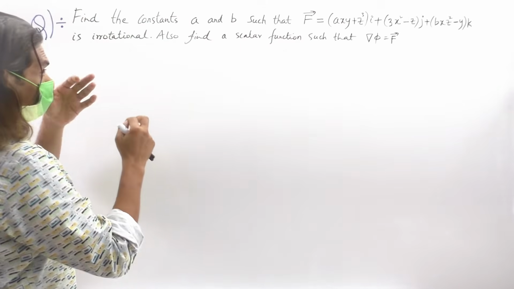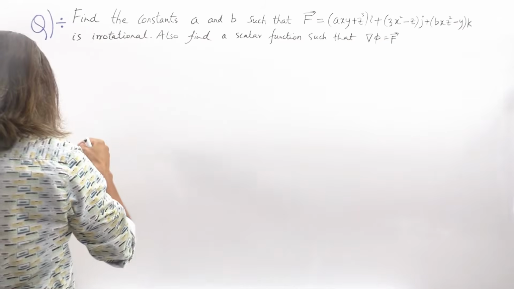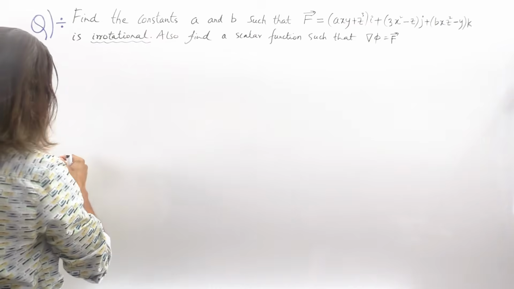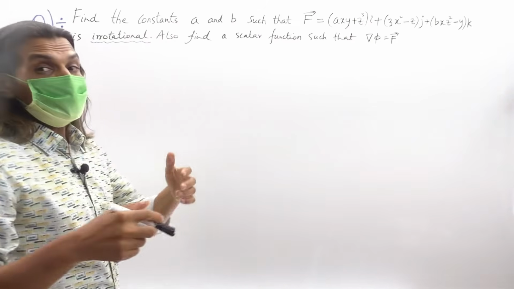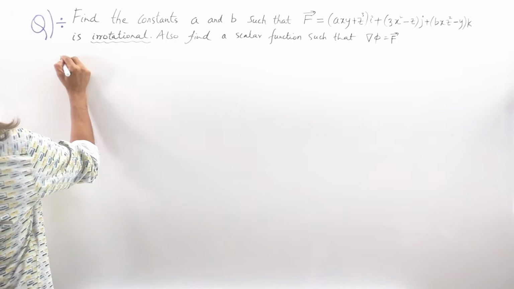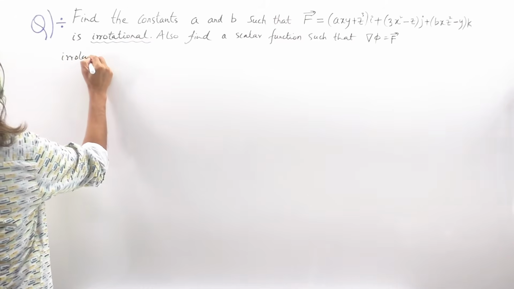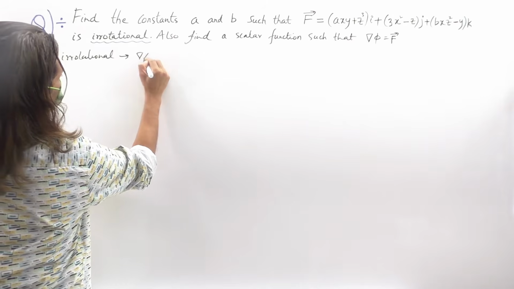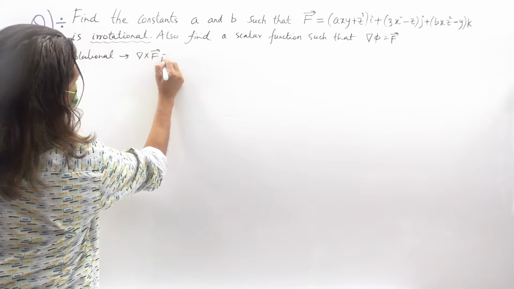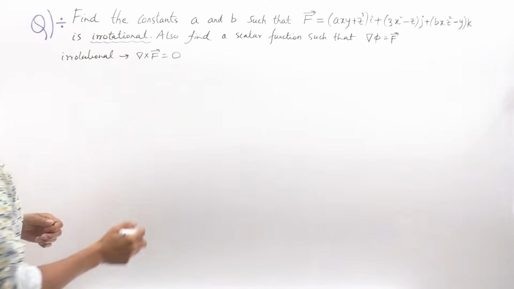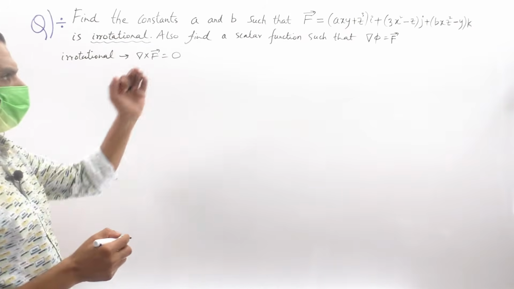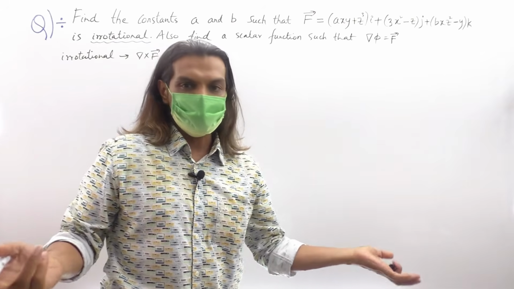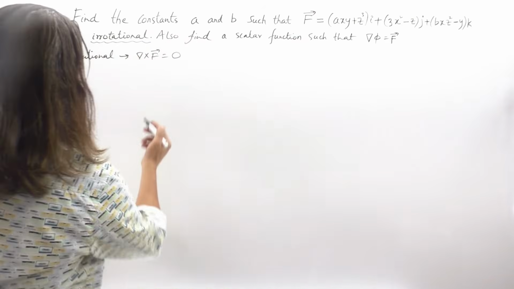In this question you have to find a and b, and it is already irrotational. They have given that it is irrotational, which means del cross f is equal to 0. So let's apply this condition here, put it equal to 0 and find the values of a and b for which the curl is 0. That's it. Let's do it here.